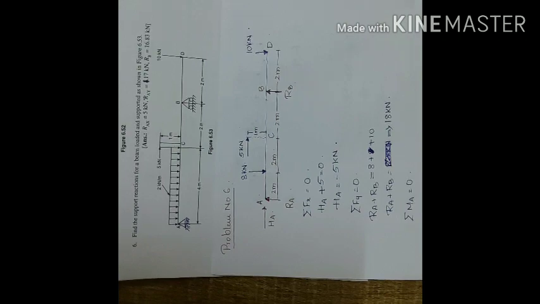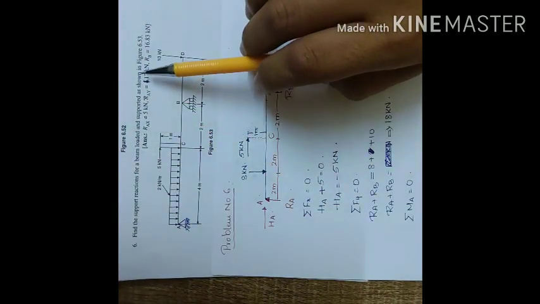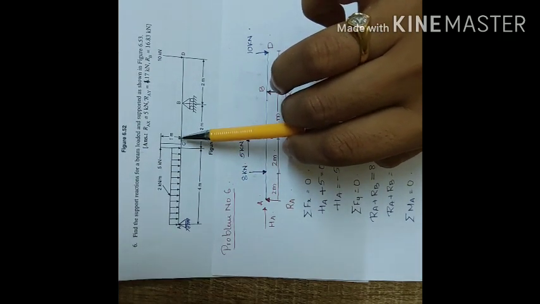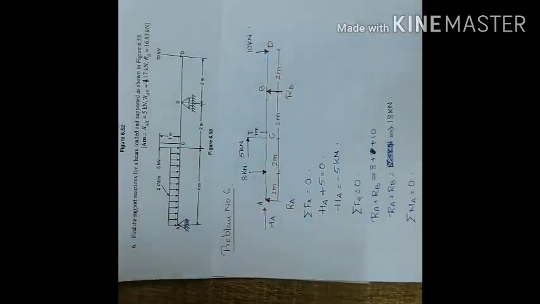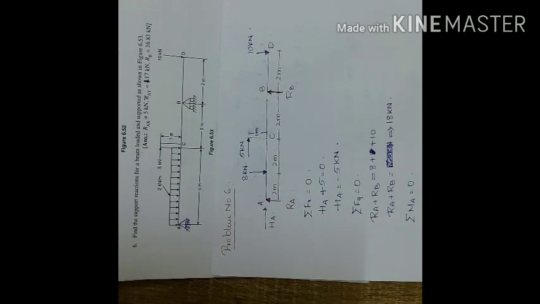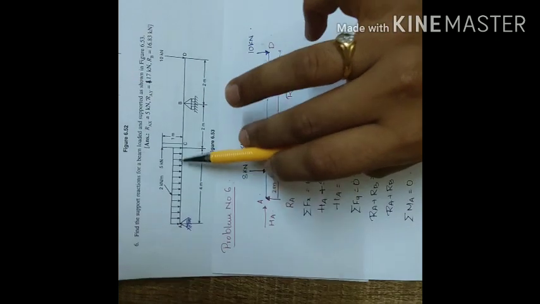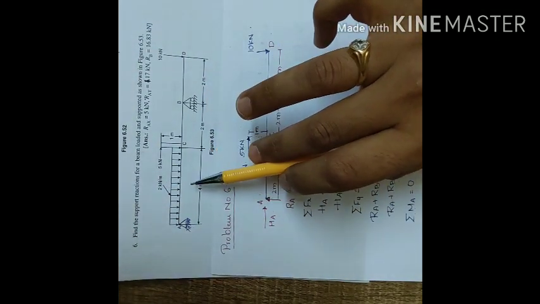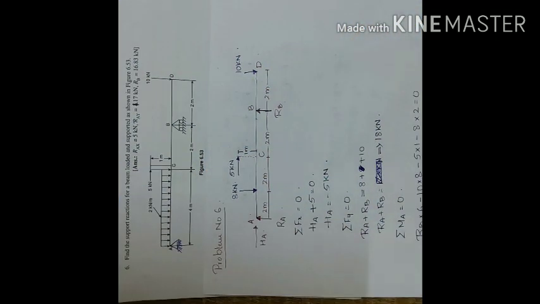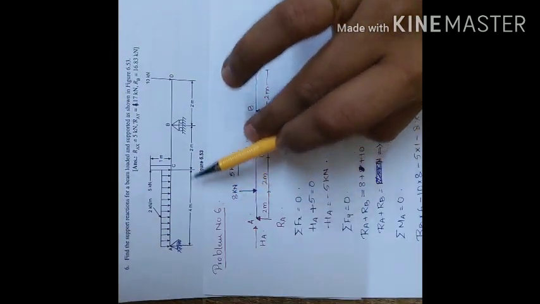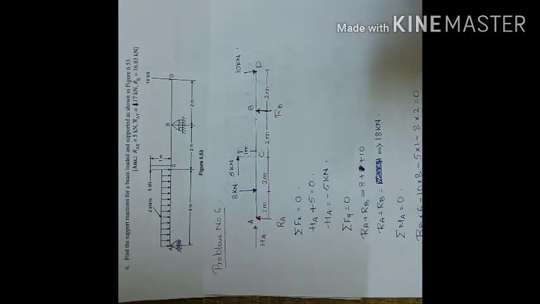Here you can see the sixth problem. Find the support reactions in the beam loaded as shown in the figure. Here you can see one horizontal force at 1 meter is given. As usual, the supports are given. Here it is simply supported, with a hinge horizontally and a roller vertically. This UDL we need to convert into a point load, 2 into 4, which is 8. Half of the distance is 2 meter and 2 meter, and the forces are 5 kilonewton and 10 kilonewton.